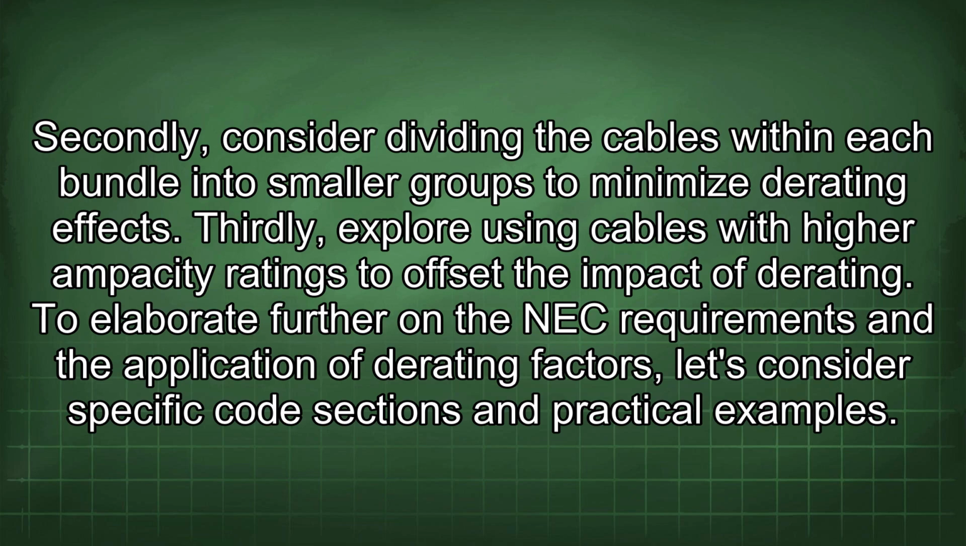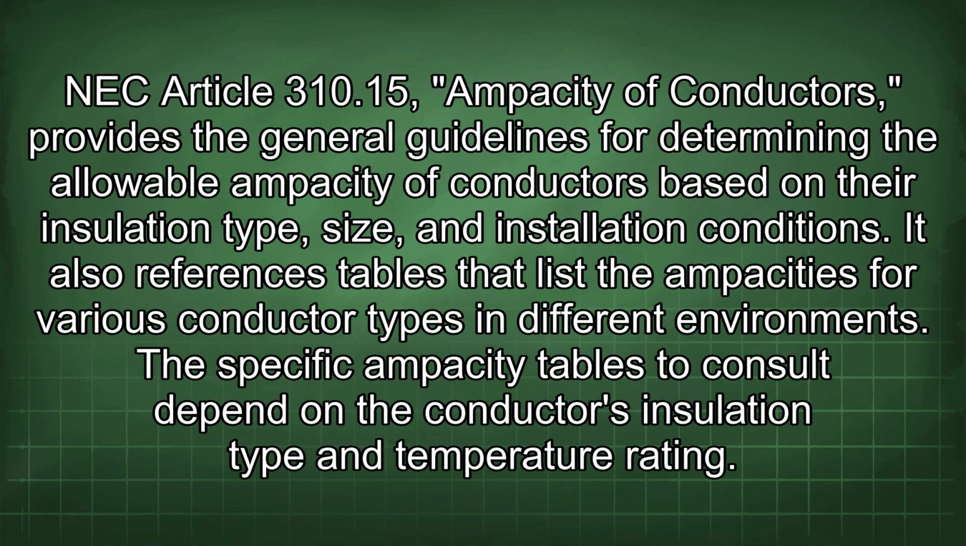To elaborate further on the NEC requirements and the application of derating factors, let's consider specific code sections and practical examples. NEC Article 310.15, Ampacity of Conductors, provides the general guidelines for determining the allowable ampacity of conductors based on their insulation type, size, and installation conditions. It also references tables that list the ampacities for various conductor types in different environments. The specific ampacity tables to consult depend on the conductor's insulation type and temperature rating.